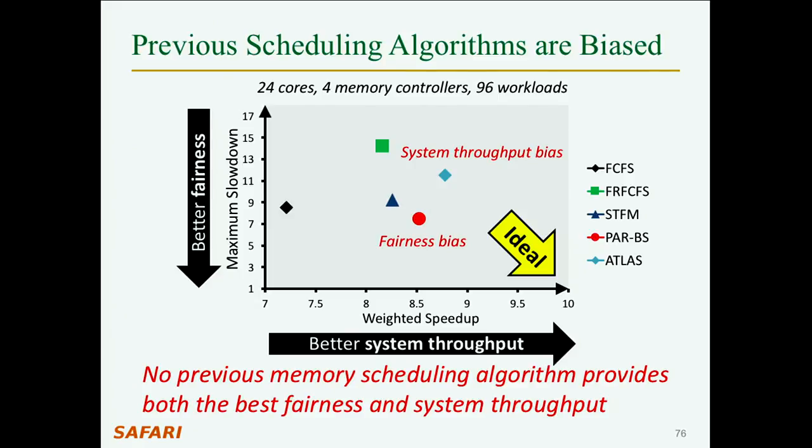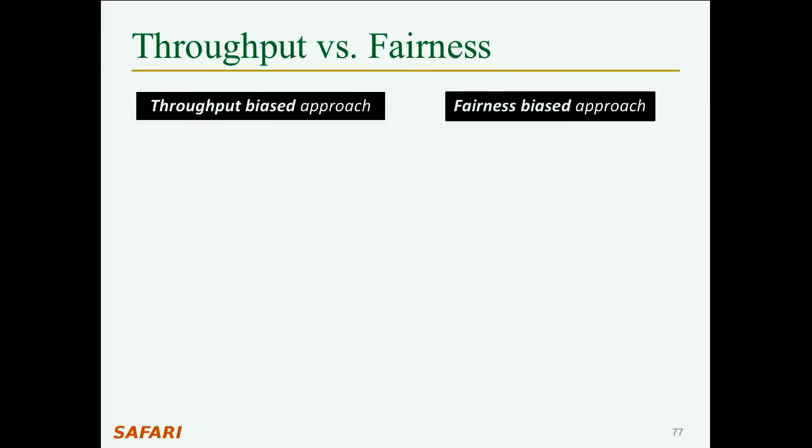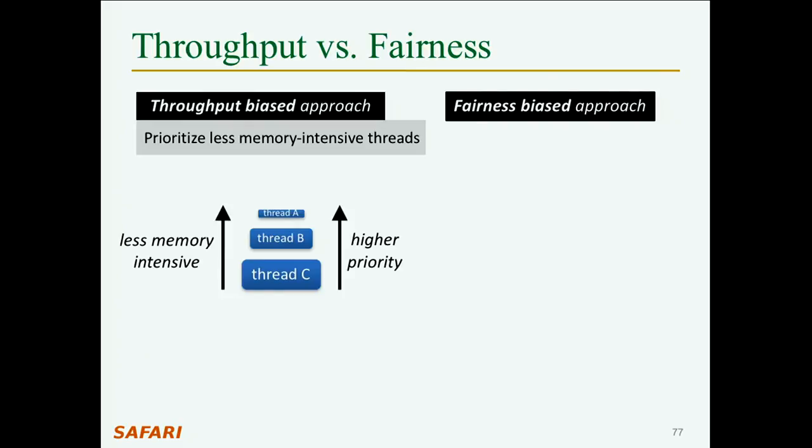Okay, you don't provide the best fairness and system throughput. So you always want to provide the best and want to be configurable on top of that. So how do these work? If you think about the throughput biased approach, conceptually, you really want to prioritize the less memory-intensive threads. If you look at memory intensity this way, the bigger threads are more memory-intensive. You really want to prioritize the smaller threads.